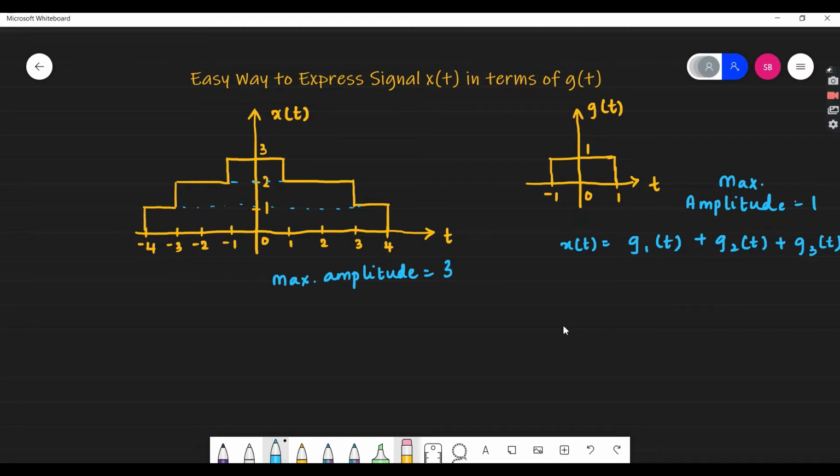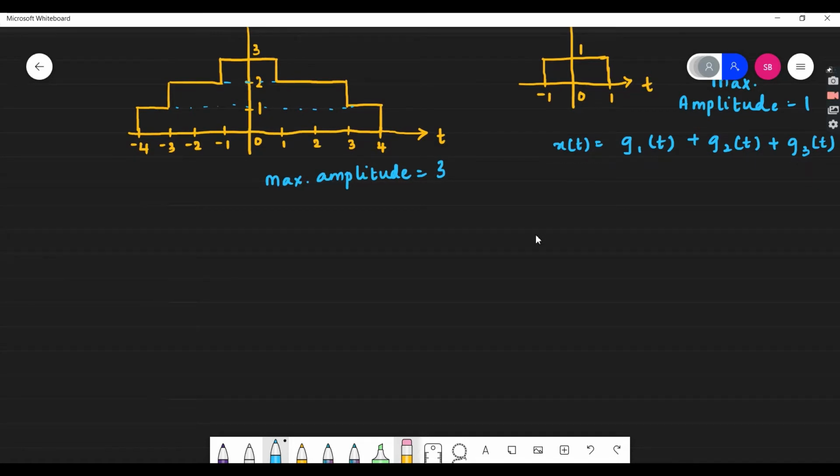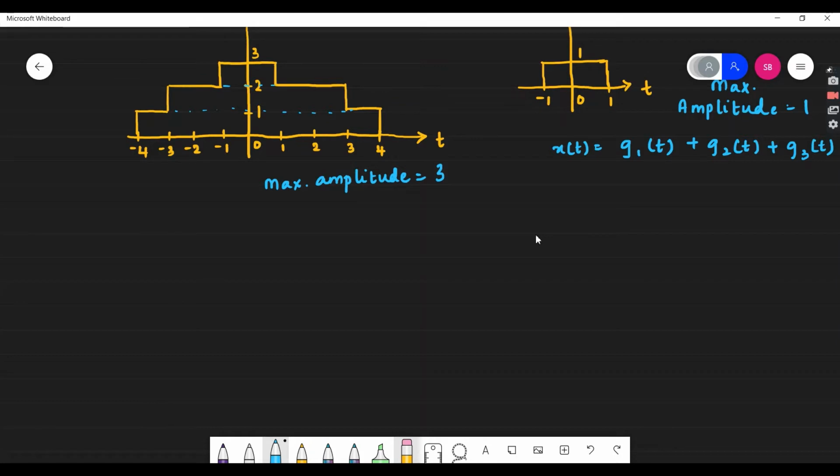So let us see how we can try to plot this graph. First and foremost, I came to know that I want 3 g of t signals because the maximum possible amplitude of g of t is 1. So to get an amplitude of 3, which is the maximum for the x of t signal, I have to add this signal thrice. Now let me take the curve in terms of g1 of t, where I will define the time scale exactly similar to the x of t signal. So it is from minus 4, minus 3, minus 2, minus 1, then 0, 1, 2, 3 and 4.